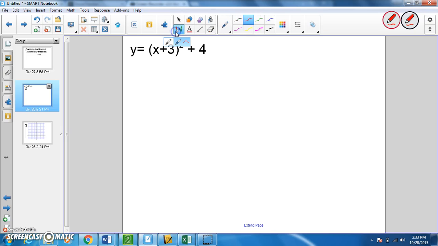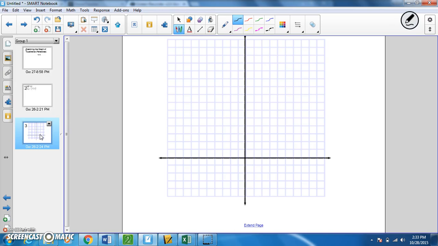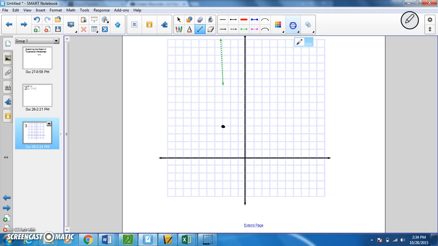But step 1 in graphing is to find our vertex. So our vertex is the opposite of the number inside the parentheses, which is -3, and the same as the outside number, 4. So I go to my graph, and I go to the left 3, up 4. Make a point. The vertex is in the middle of my parabola, which also tells me my axis of symmetry is at x equals -3. So I'm going to make a line on x equals -3.